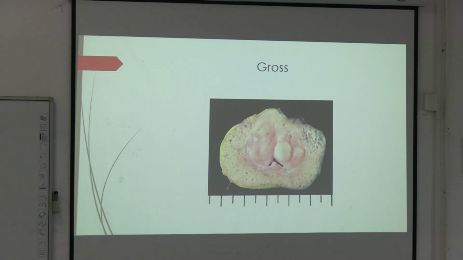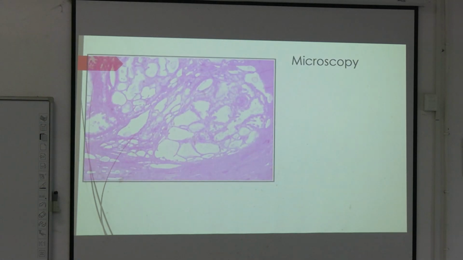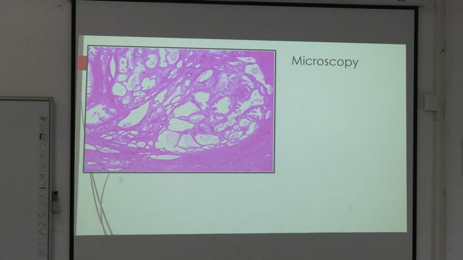So this is on gross, as you can see. This is the prostate gland cut section, and you can see the nodularities are along the periurethral region. So this is the urethra. Okay, this is the urethral opening, and you can see that the hyperplasia is periurethral. Okay, on microscopy, as I told you, there will be increased glands, okay, along with papillary infoldings.